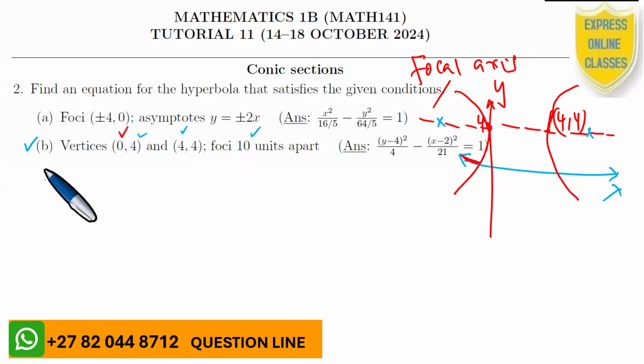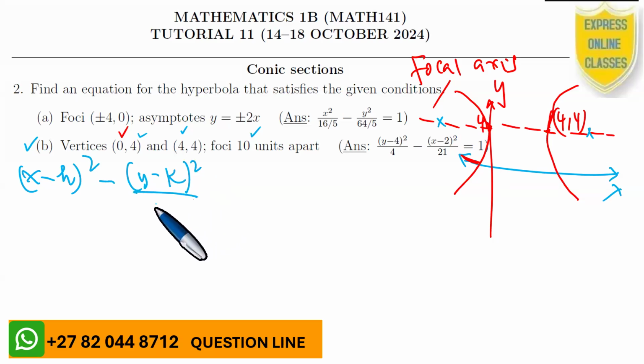Because it's sitting like this, it means that x must be coming first. So it's x minus h squared, then the y is coming second. In this case, the A is sitting actually below the positive. Okay, sorry. Now, the question obviously, the vertices are these, and the foci are as described. We want the center. Right, so the vertices are there. So now we want the center, and the center is the midpoint of the vertices.